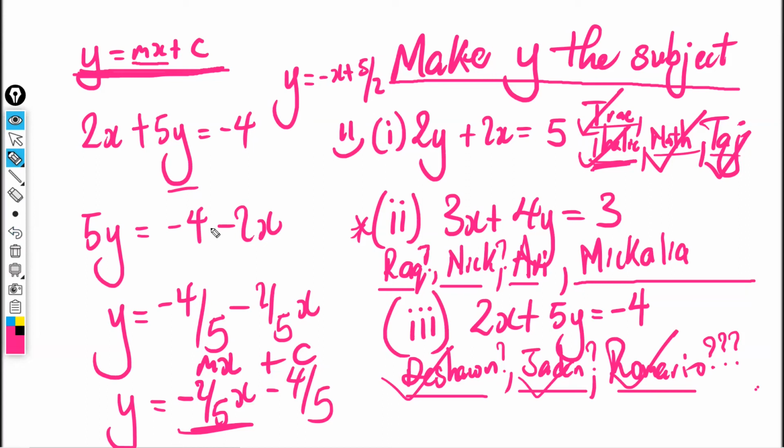Make sense? Definitely. So I just changed the order. That's all I did. This and this are the same thing. This line here and this line here, they're the same, but this is the general formula, so I want it to look that way. You know what I mean? Yes, sir. All right, cool.